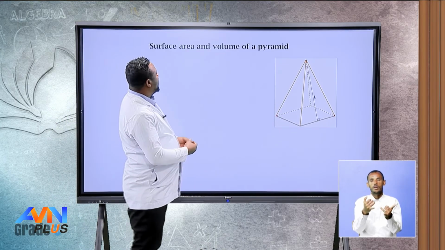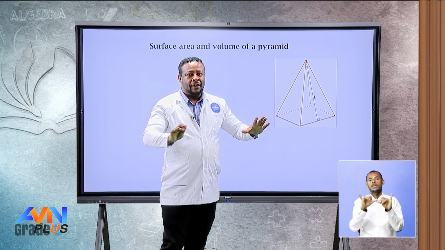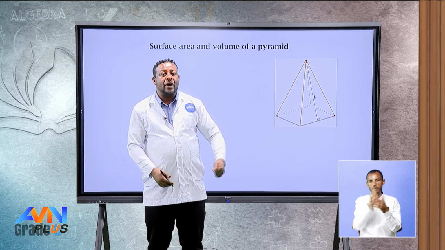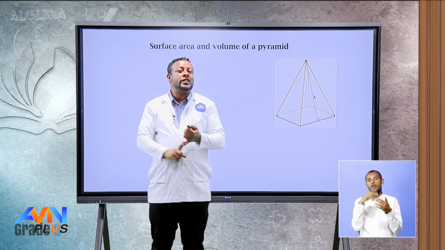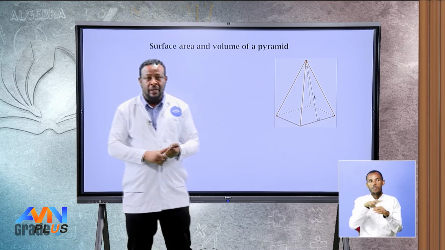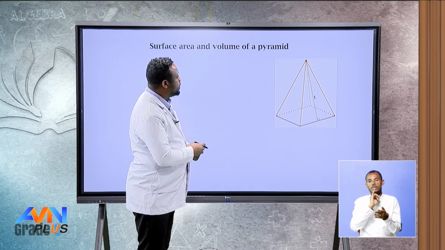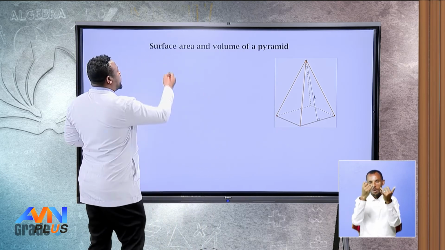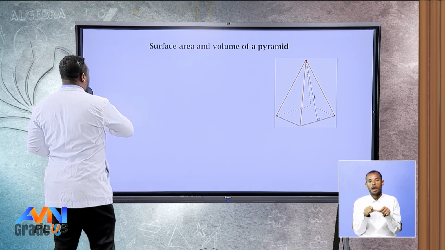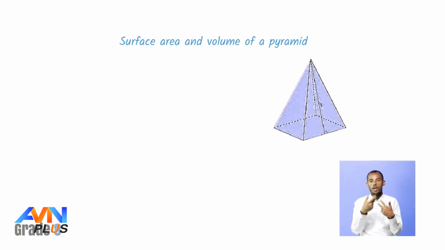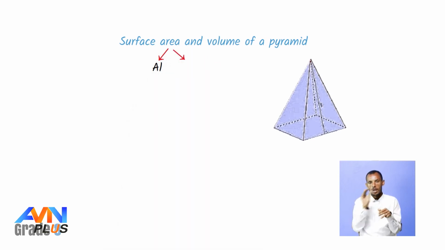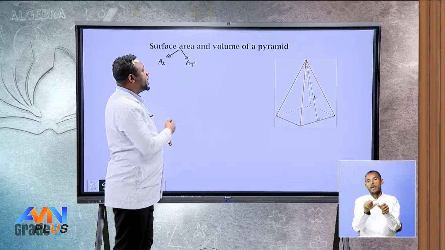Now let's see the measurements. Like we did for the previous 2 solid figures, here we will derive a formula for the lateral surface area, the total surface area, and the volume of the pyramid. This is roughly the pyramid. So now let's see how we can calculate the surface area. We have 2 areas, the lateral surface area and the total surface area. We will see each of them separately.